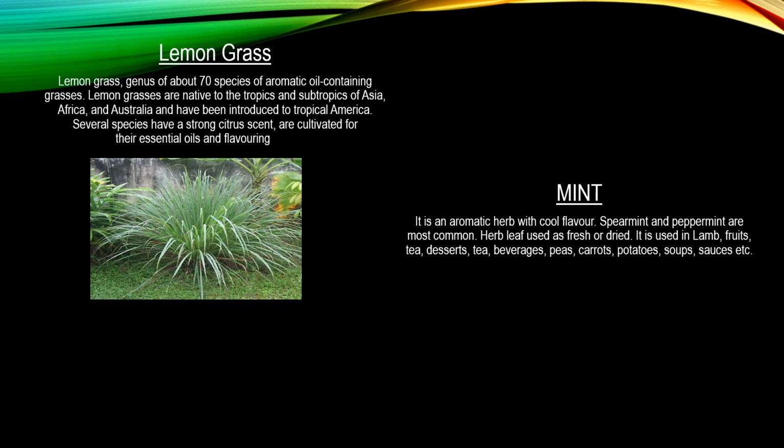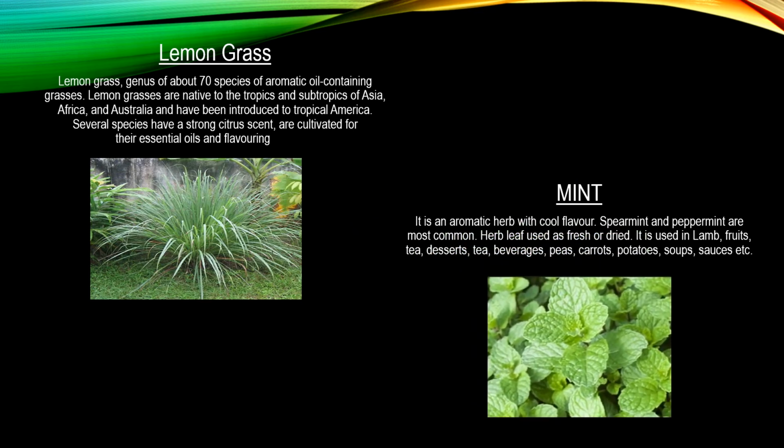Next is a very popular herb called mint. It is an aromatic herb with a cool flavor. Spearmint and peppermint are its most common types. It is used in lamb, foods, tea, desserts, etc.